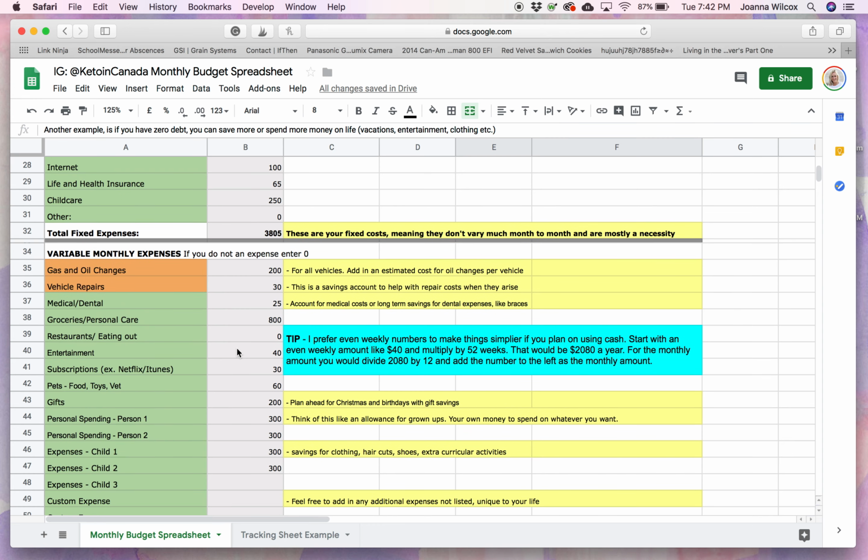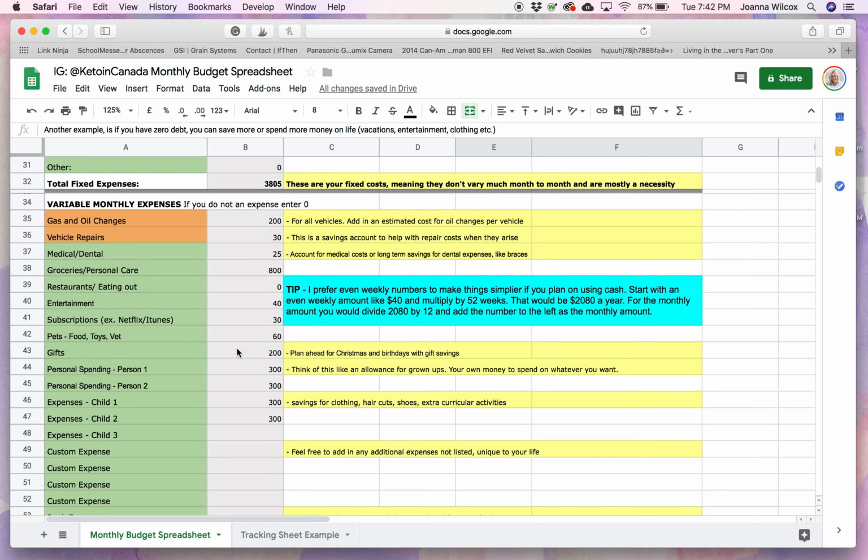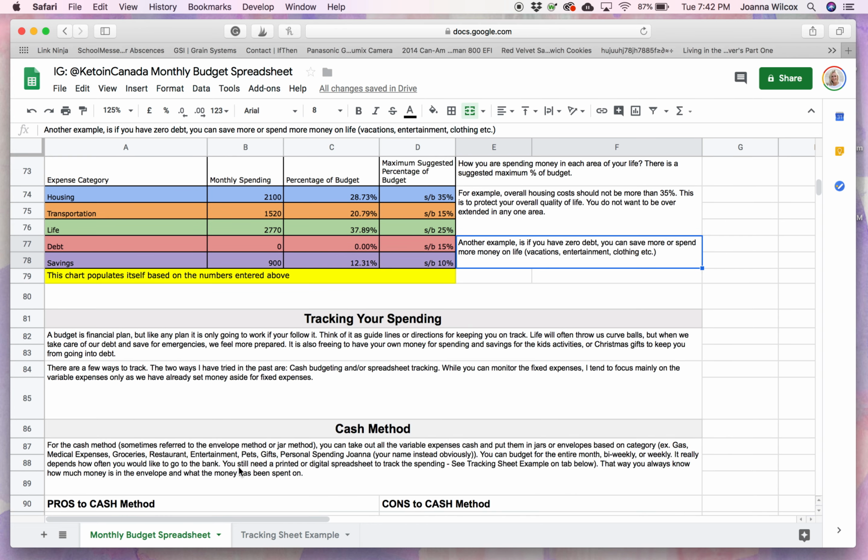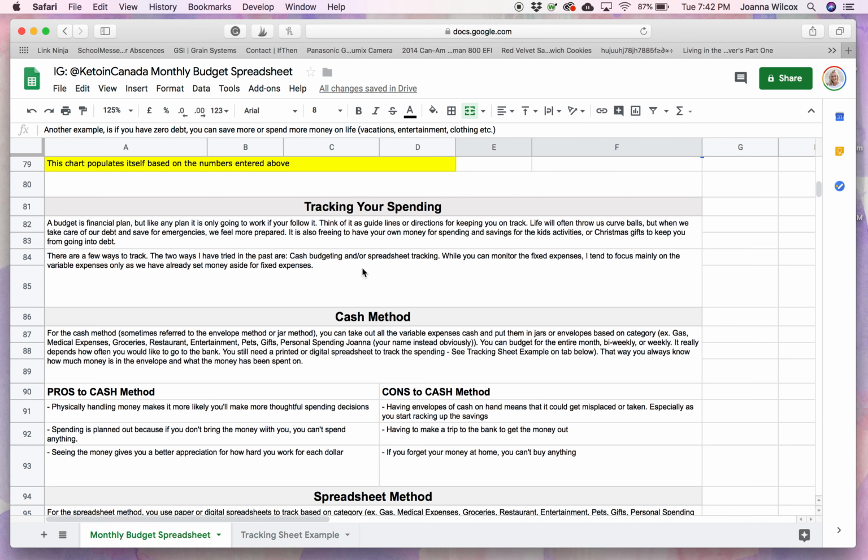Your variable monthly expenses are the ones that you need to track and make sure that you stay on track with that spending. There are a couple different ways that you can do it. Two ways that I've tried in the past are the cash method of budgeting or spreadsheet tracking.